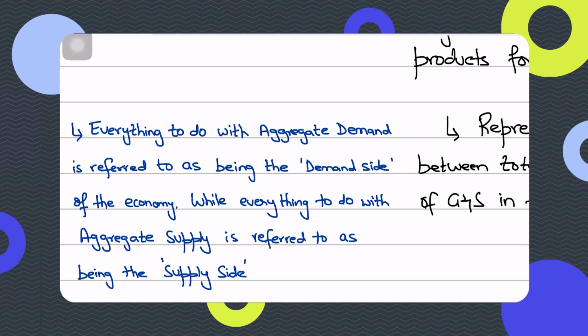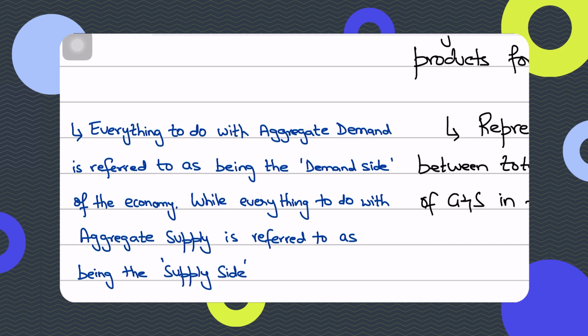Everything that has to do with the supply side of the economy is actually referring to aggregate supply. Right? So aggregate demand is the demand side of the economy, while aggregate supply is the supply side of the economy. It's very important to understand aggregate demand and aggregate supply in order to understand how your economy functions.